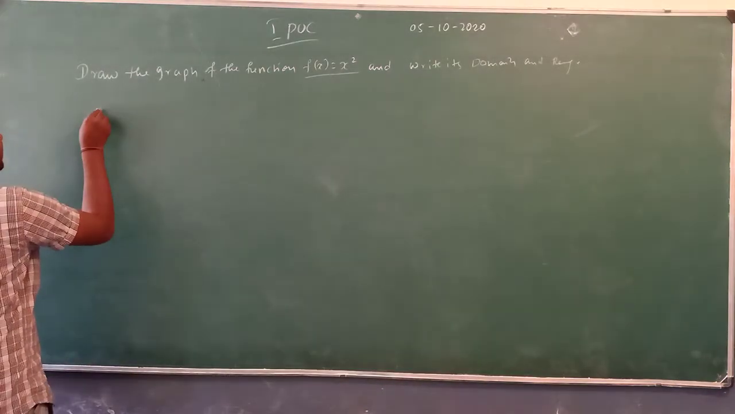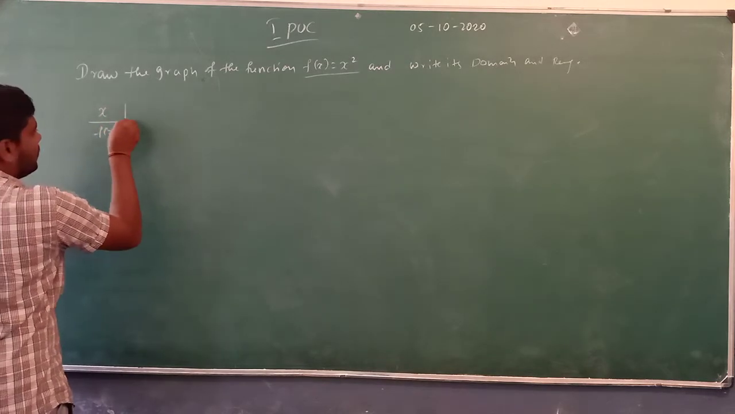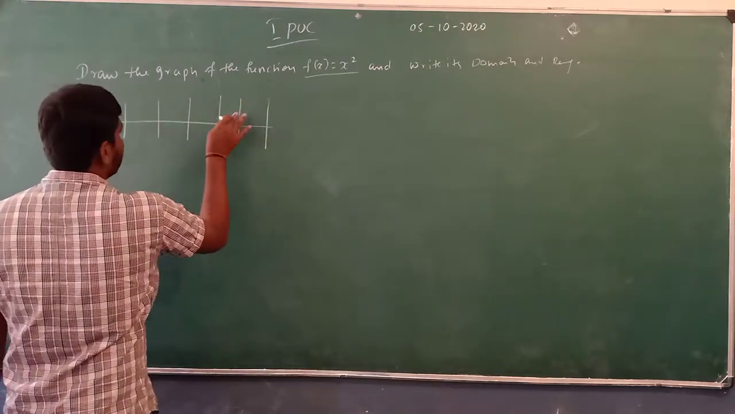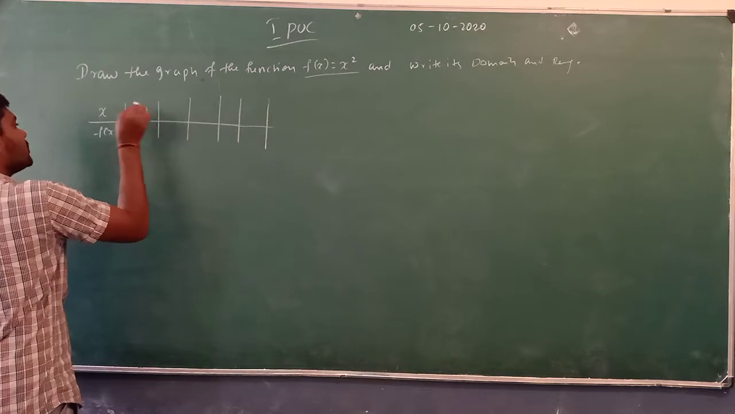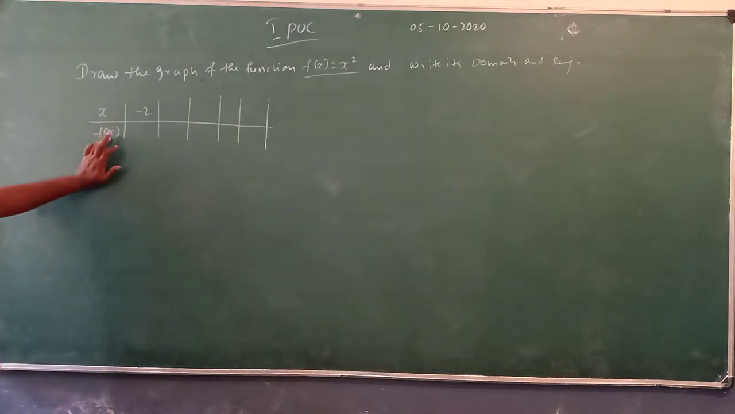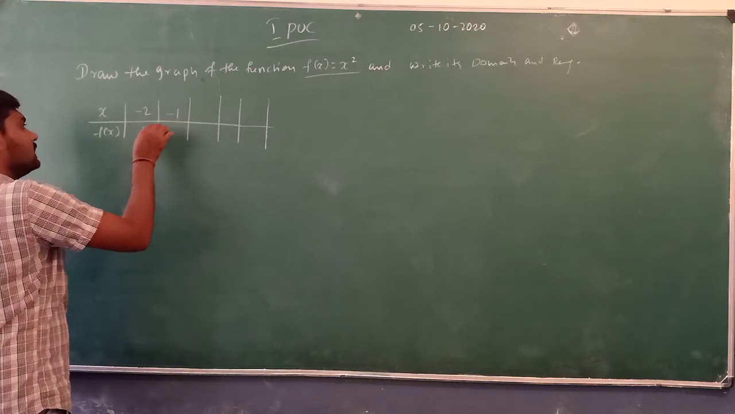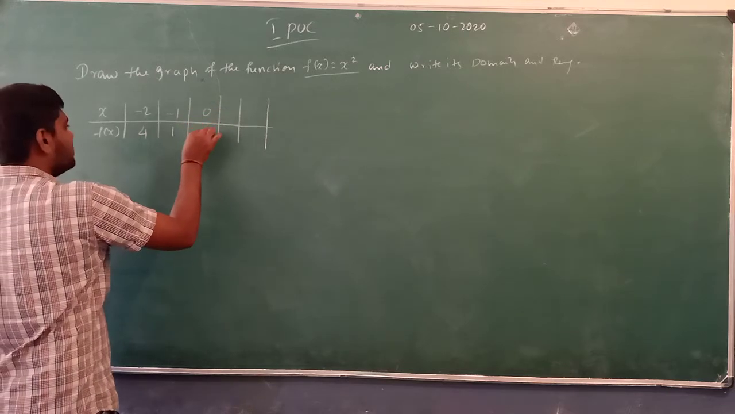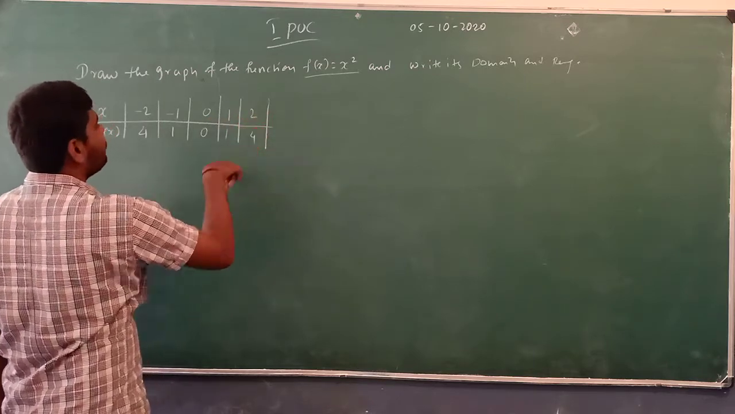So f of x is equal to x square, so I am going to give x here, and f of x here. I am choosing 5 values. Suppose I give -2, then what is the value of f of x? -2 whole square. Minus into minus is plus, 2 into 2 is 4, so it is plus 4. When x is equal to -1, f of x is going to be plus 1. When x is equal to 0, f of x is 0. When x is 1, it is 1. When x is equal to 2, it is 4.